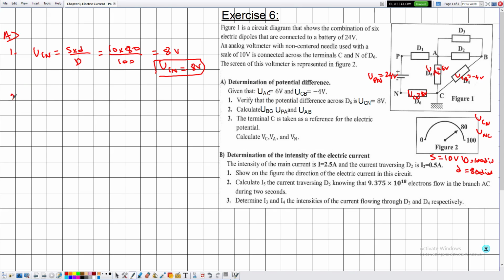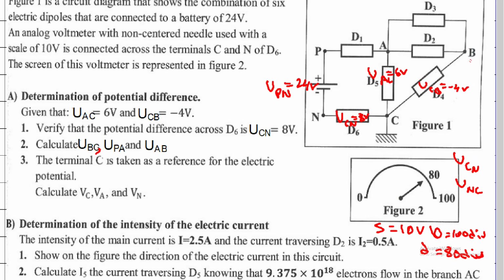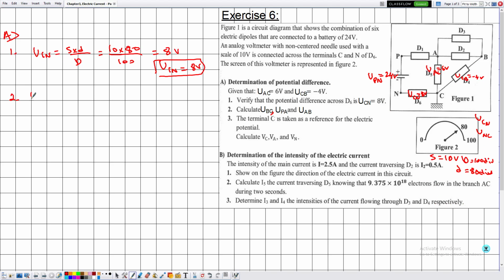Now in number 2, calculate UBC, UPA and UAB. Then the voltage UBC can be determined directly because we know UCB. So UBC is equal to minus UCB, which is equal to minus multiplied by minus 4, which is equal to 4 volts. Then in this case, UBC is equal to 4 volts.